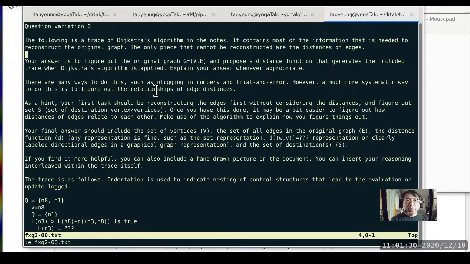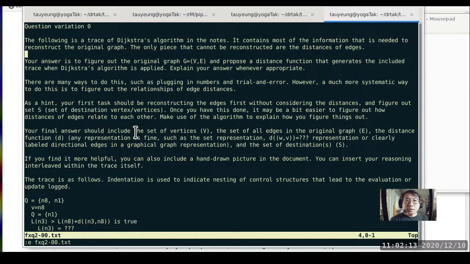There are many ways to do this, such as plugging in numbers and trial and error. That would not be very effective, but you can also use a systematic way to do this. A more systematic way is to figure out the relationships of edges and distances. As a hint, your first task should be reconstructing the edges first without considering the distances, and figure out the set S, the set of all the destinations. Once you have this done, it may be a little bit easier to figure out how distances of edges relate to each other. Make use of the algorithm to explain how you figure things out.